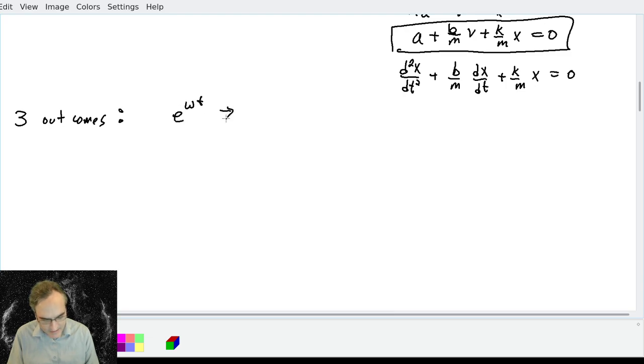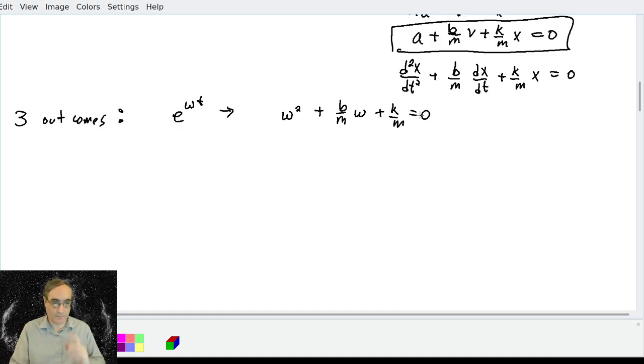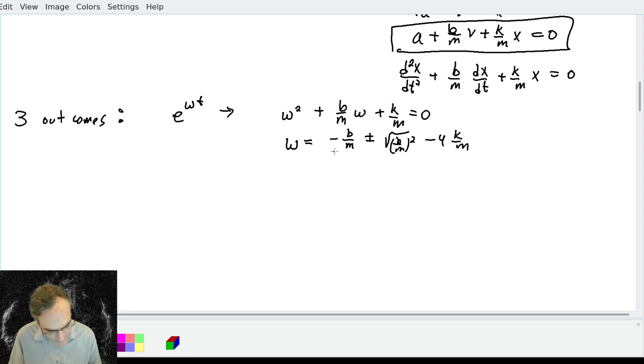And it's essentially going to come from, we assume a solution that has something like e to the omega t, and we'll get, once we plug it in and do some cancellation, omega squared plus b over m times omega plus k over m equals 0, which you'll notice that that is, in terms of omega, a quadratic equation, which means the possible omegas are going to look like minus b over m plus minus the square root of b over m, the whole thing squared, minus 4 times k over m all over 2. And I'll rearrange that quickly for a moment.